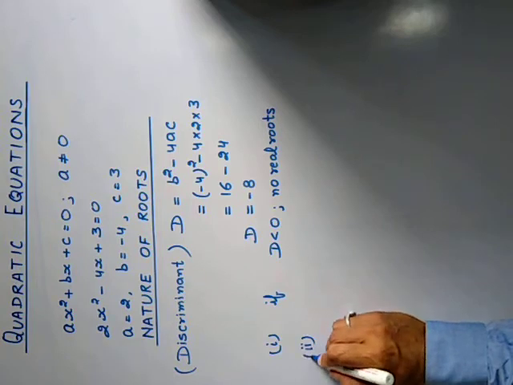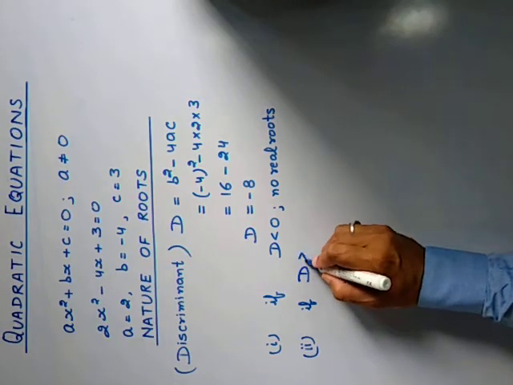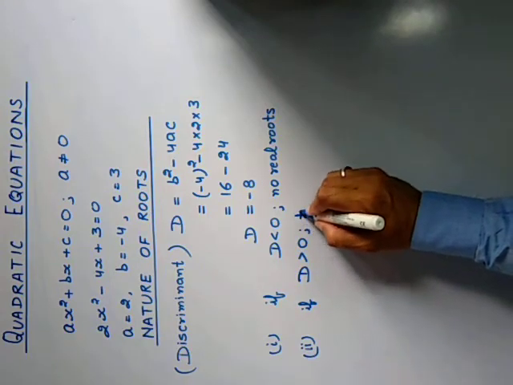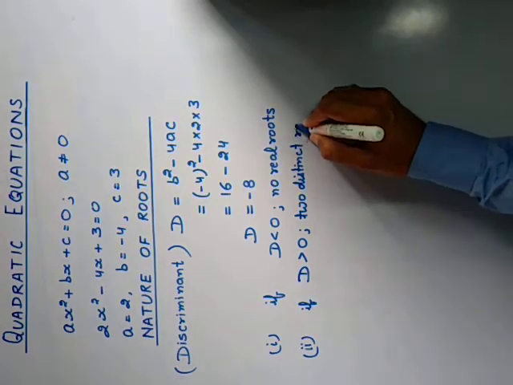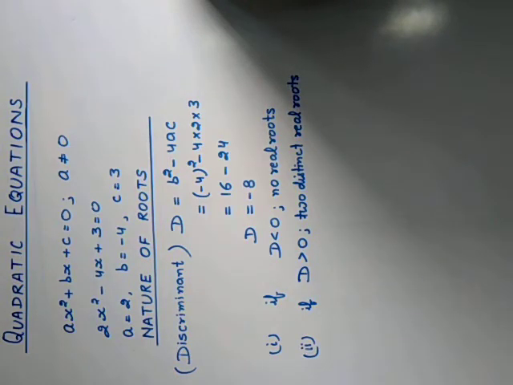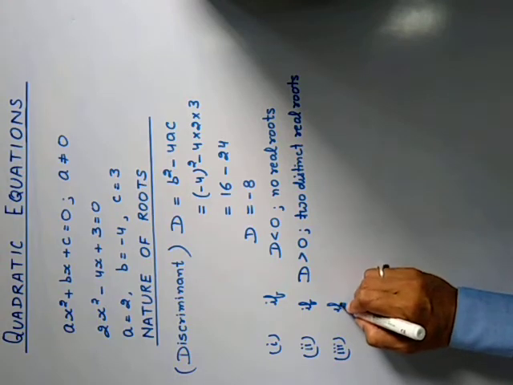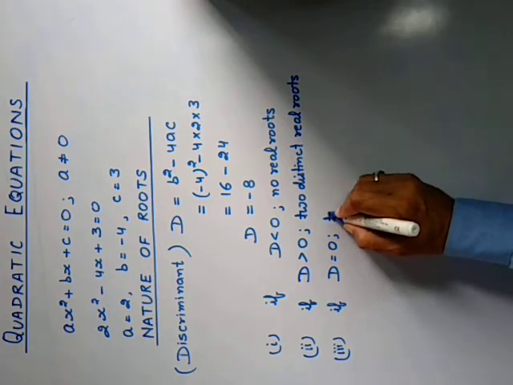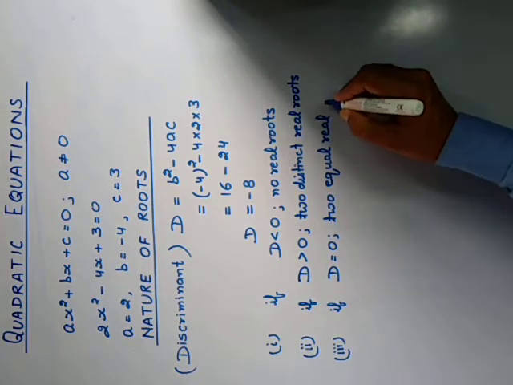Now suppose the value of D, that is discriminant, is positive, so it is greater than 0. If D is greater than 0, then there are two distinct real roots. Then we can find the value of x in real numbers. And the third condition is, if D equals 0, then again there are real roots, but both are equal. So two equal real roots.